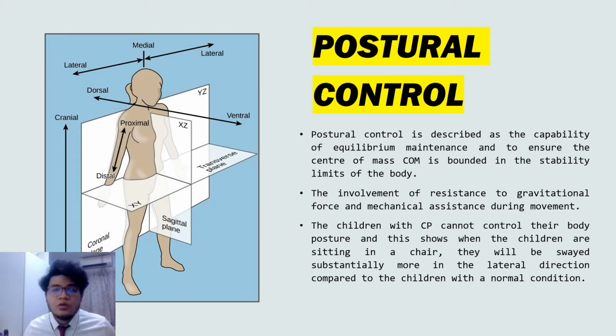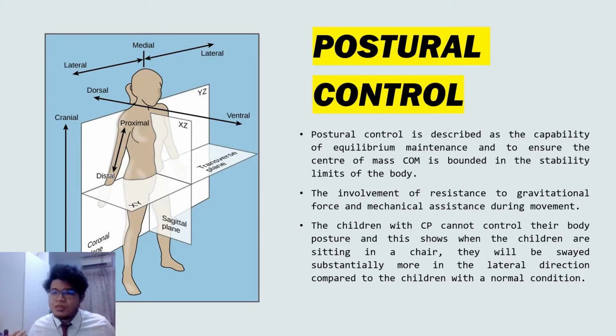Alright, so postural control. When we are talking about postural control, it is basically how we control our posture, how we keep our body upright. The definition of postural control is described as the capability of maintaining equilibrium and ensuring the center of mass, COM, is bound within the stability limits of the body. It involves resistance to gravitational force and the mechanical system during movement. So to sum up, children with cerebral palsy cannot control their body posture, and it shows when the children are sitting in a chair.